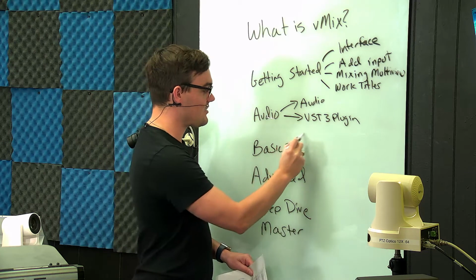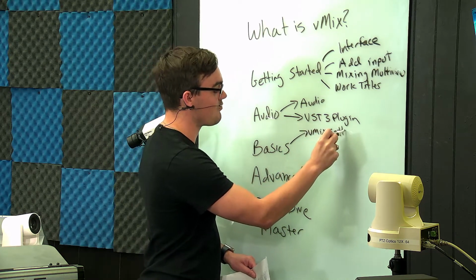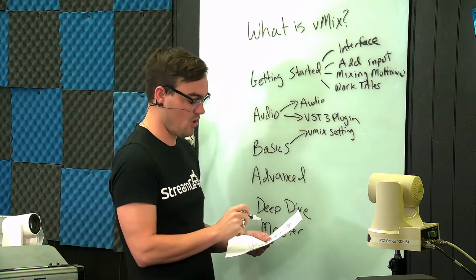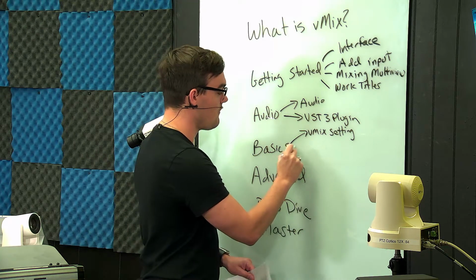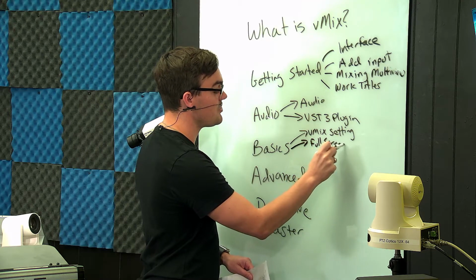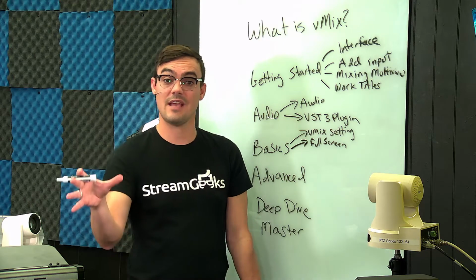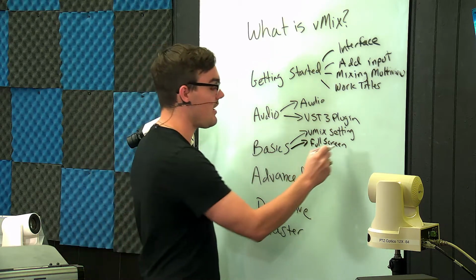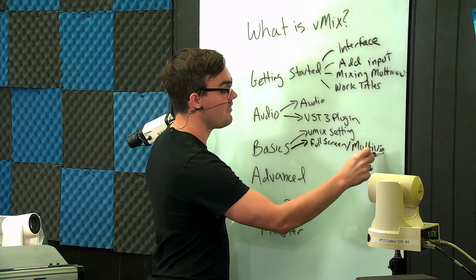Now in the basics, we're going to go over vMix settings. There's a lot of settings, and that's really where you can pop the hood open and learn how all of the vMix settings work. Then once we go over the settings, we'll go over full screen and multi-view. The full screen feature of vMix allows you to output video from vMix into a secondary screen or many other different configurations, including a multi-view. Now there's two different multi-views, and you'll learn about them.